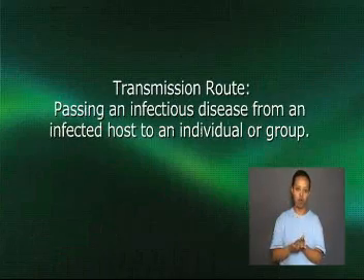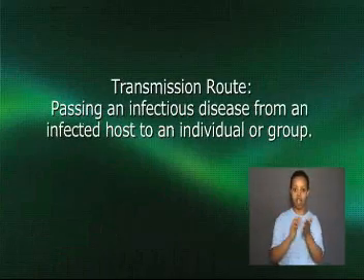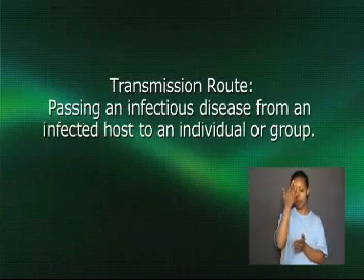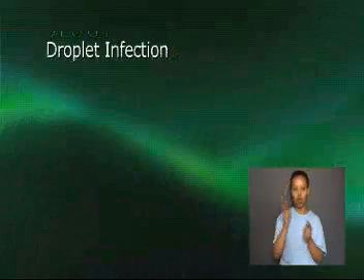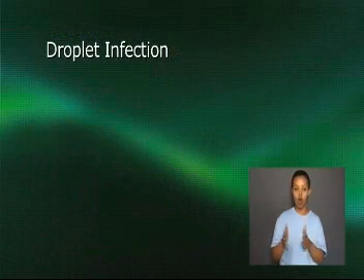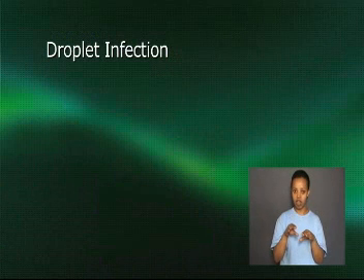Now that we have looked at some examples of the reservoir of infection hosts, we are going to learn about how diseases are transmitted from the host. Transmission route is a term that describes the passing of an infectious disease from an infected host to an individual or group. Since there are many reservoirs of infection, there are several ways in which diseases can be transmitted. The first route of transmission we will discuss is droplet infection.